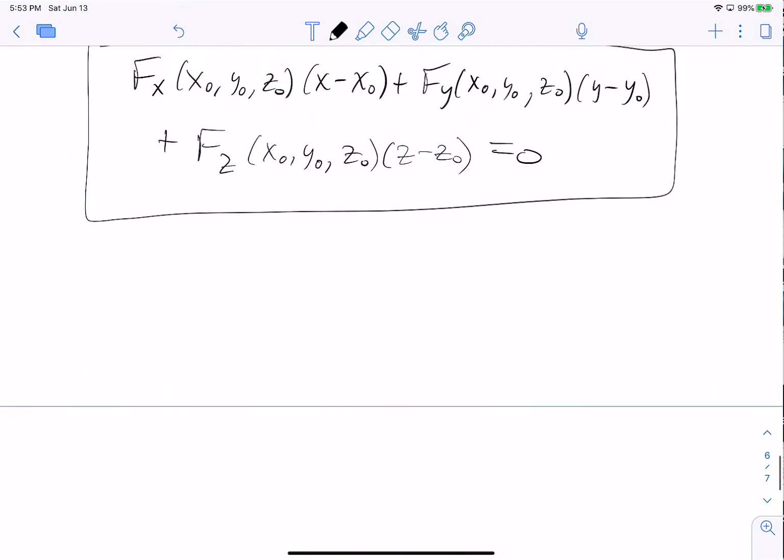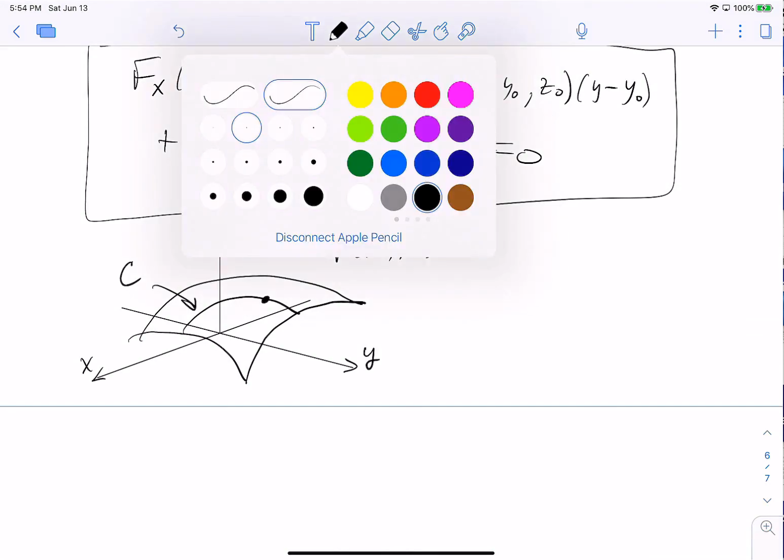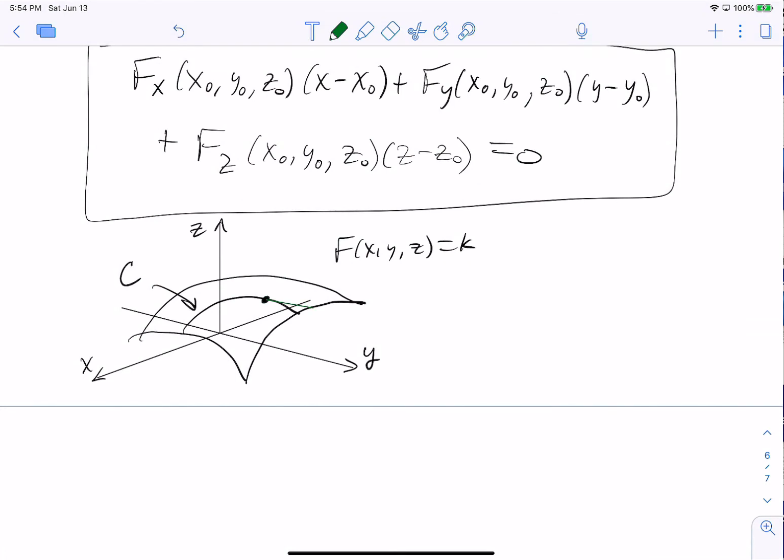Visually, we can represent this using what works out to be my favorite picture in R3, just this little sheet of a surface that we're saying has equation f of x, y, z equals k. Now, the idea here is we have a curve on the surface S, and we're considering a point on that curve. Associated with that point is a tangent line. Let's see, maybe it looks like it's about right there. I said tangent line and I meant tangent vector r prime.